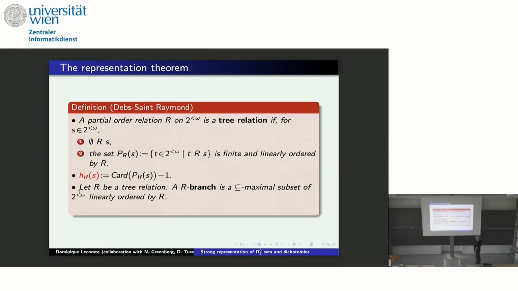The notion of R branch is very important. What is an R branch? It's a maximal subset for the inclusion, linearly ordered by R. And those that will be very important for us are the infinite ones. So we take a notation for this. The set of infinite R branches is denoted by R square bracket.